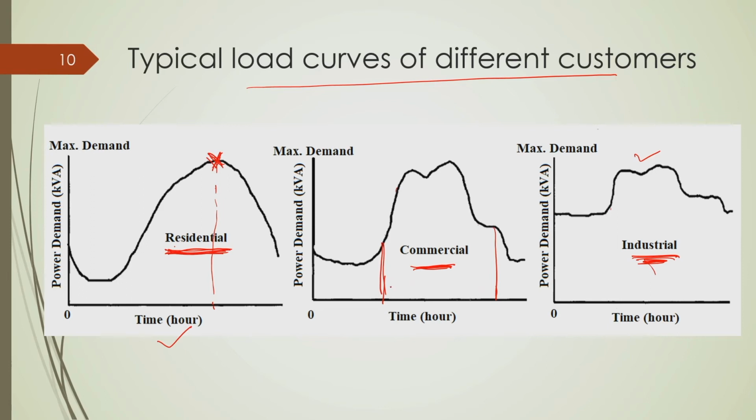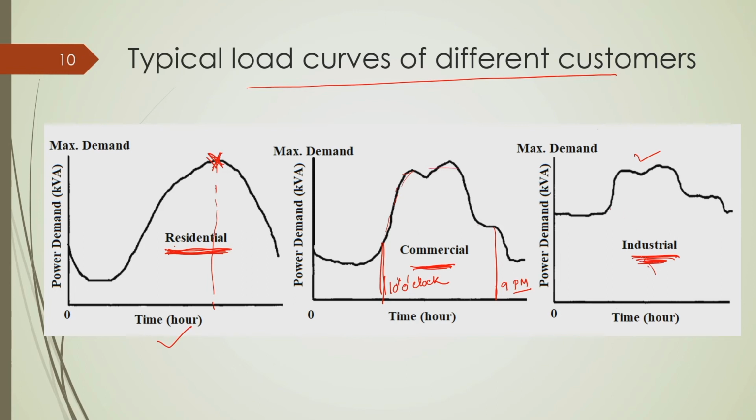They start at, let us say, 10 o'clock in the morning, and they shut down by 9 p.m. in the evening. Most of the demand is restricted within that period of time, because they use whatever appliances they have. So, they have a certain flat type of characteristic during this period of time.